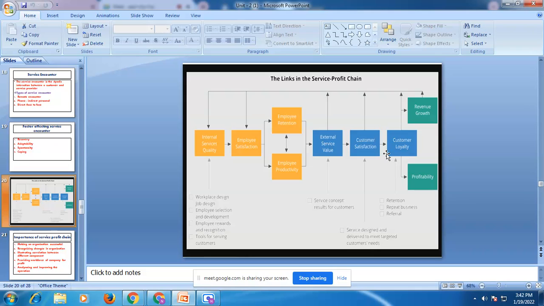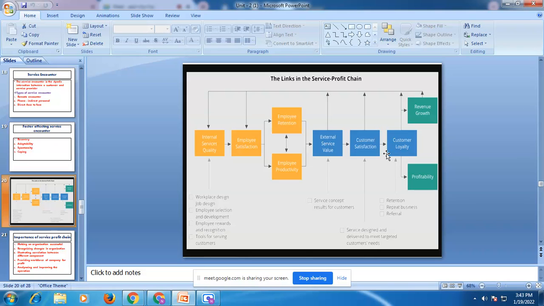In this, the research conducted for the service profit chain indicates that customer loyalty is a major deciding factor in profitability. Customer loyalty is driven by customer satisfaction, and customer loyalty prompts profitability and growth. Next is the link between value, customer, and satisfaction.